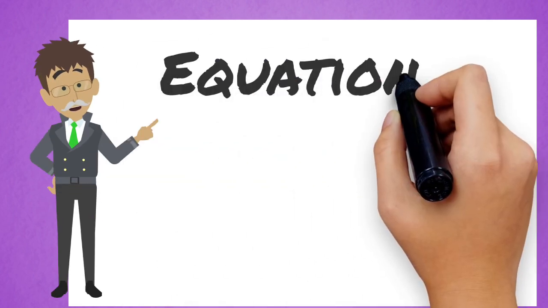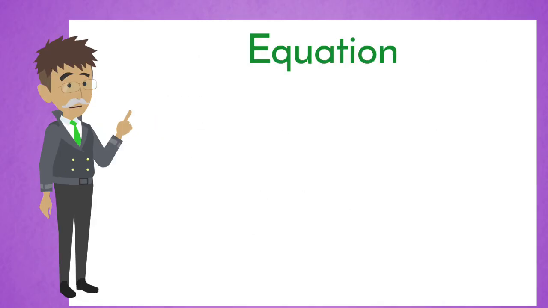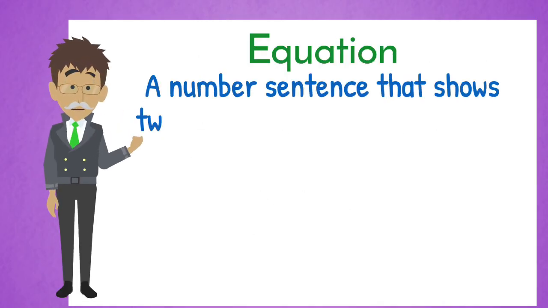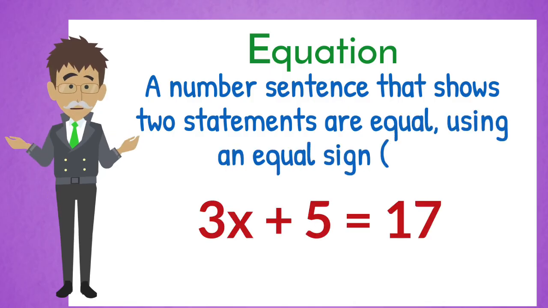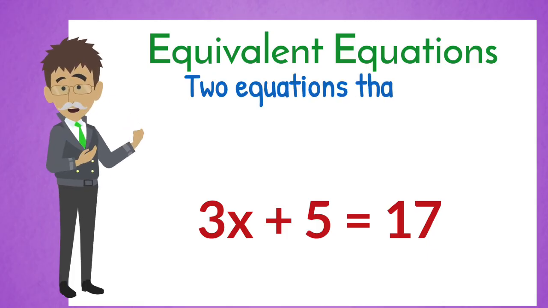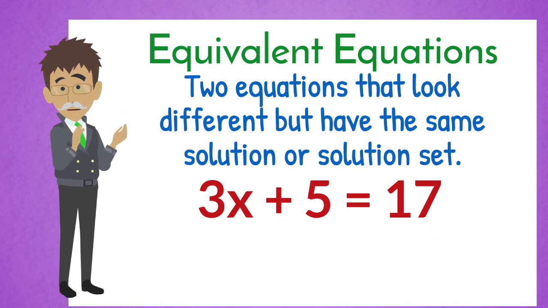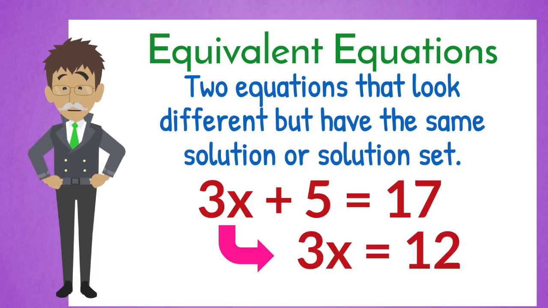Now that we understand expressions and algebraic rules, we can use them to solve equations. Equation: a number sentence that shows two statements are equal using an equal sign. Equivalent equations: two equations that look different but have the same solution or solution set. Transforming equations into equivalent forms can make them easier to solve.